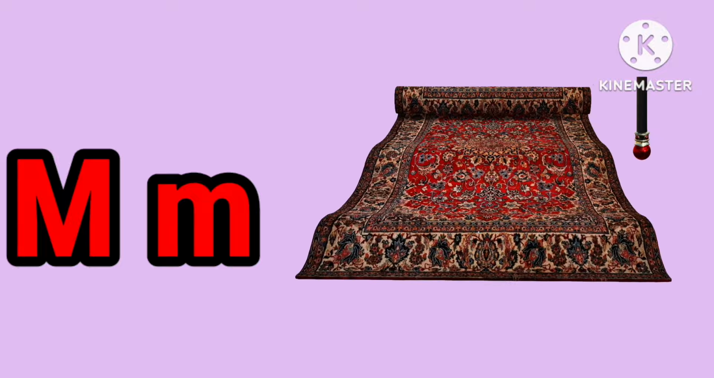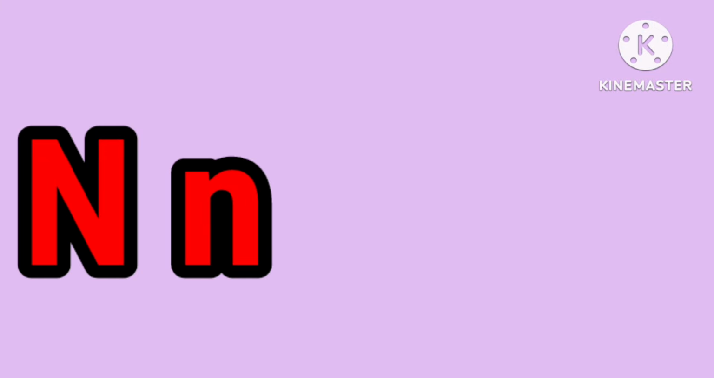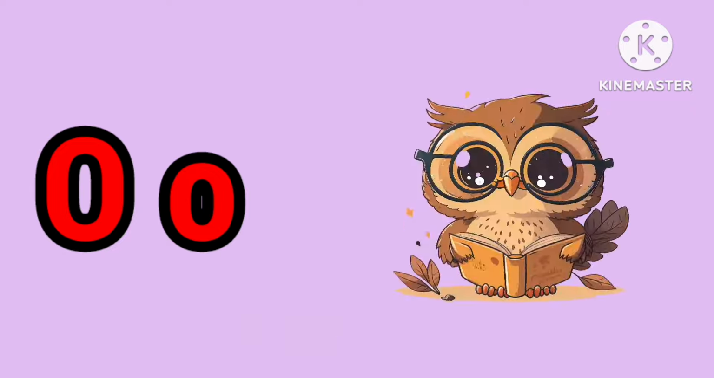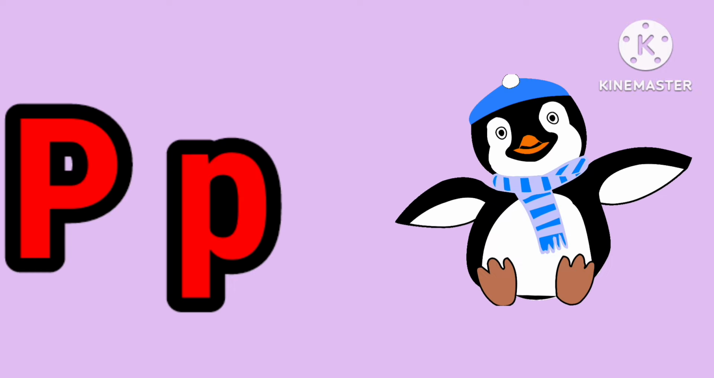M for mouse, M for nail, N for net, na na. O for ostrich, O for owl, O. P for penguin, P for peacock.